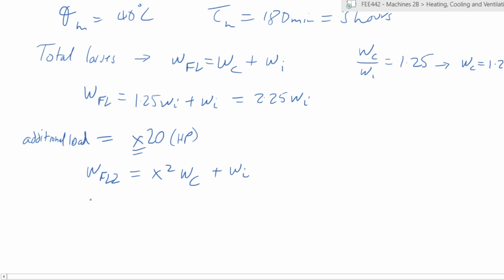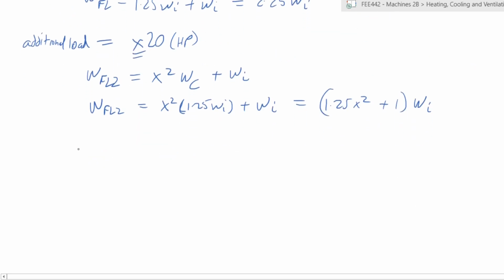So in this case, WFL2 will be given by, because we know WC is 1.25 times WI, it will be X squared times 1.25 WI plus WI, which in turn gives us 1.25 X squared plus 1 WI, which are the constant losses.